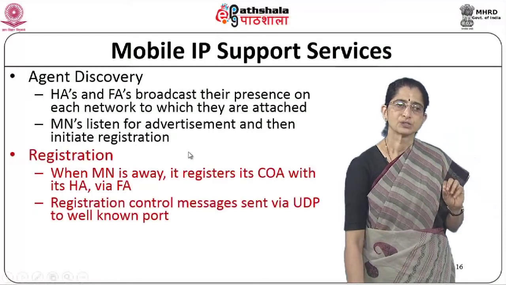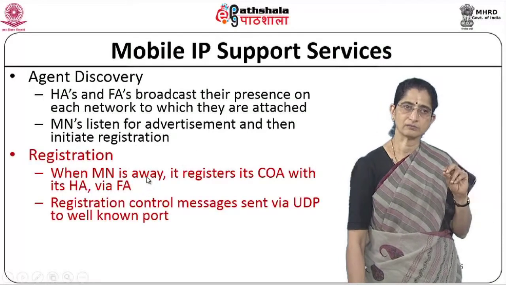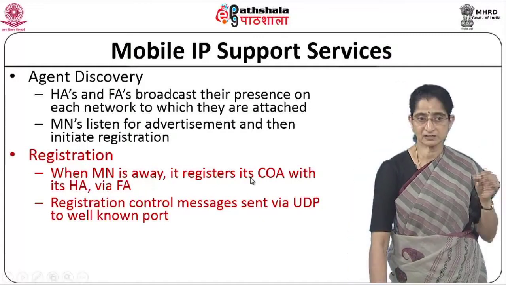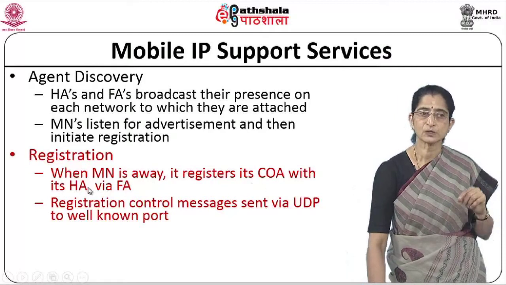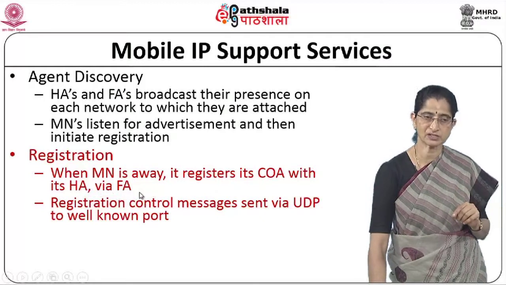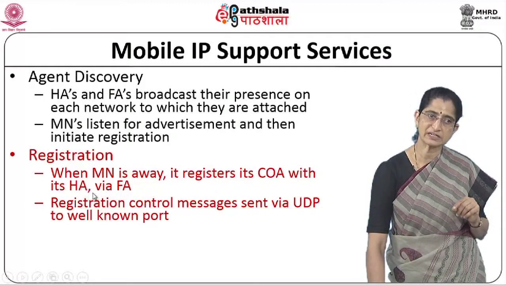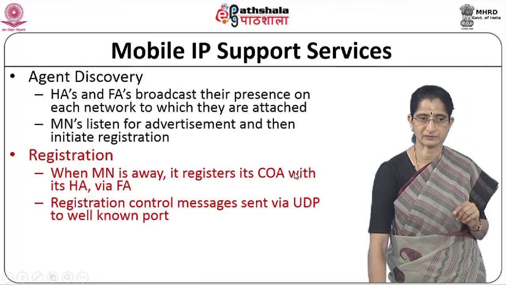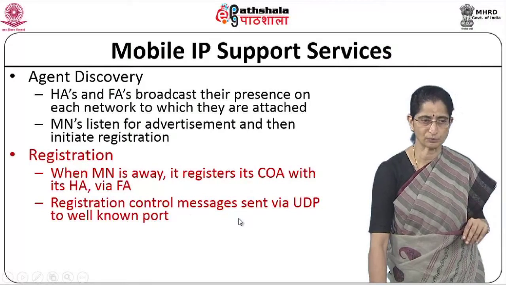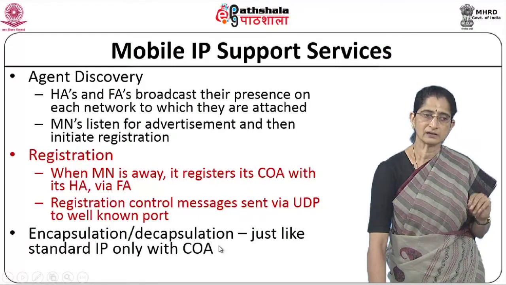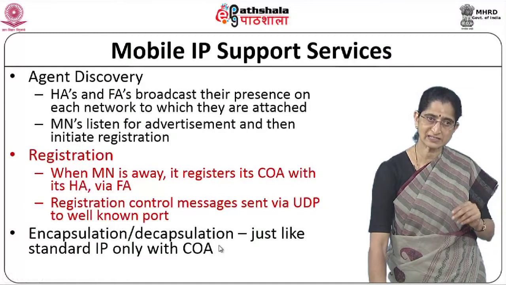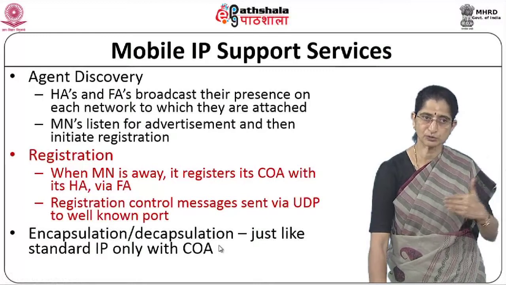When the mobile node is on its home network, it registers with the home agent. When it is away, it registers its care of address with its home agent via the foreign agent. Which means it will first contact the foreign agent, and through the foreign agent it will contact the home agent and let the home agent know its care of address. These registration control messages are normally sent via UDP to a well known port. And an encapsulation and decapsulation mechanism will be used to send packets later from the home agent to the foreign agent.